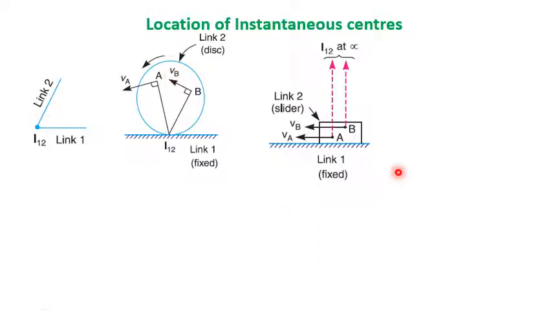So in the third case, a slider is sliding on a flat surface in the horizontal direction, and we know that the slider has an infinite radius. So therefore its instantaneous center lies at infinity. We have the two points A and B. For point A, its instantaneous center is at infinity, and similarly for point B, its instantaneous center is at infinity. So this is for the slider.